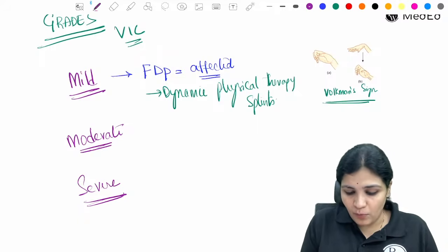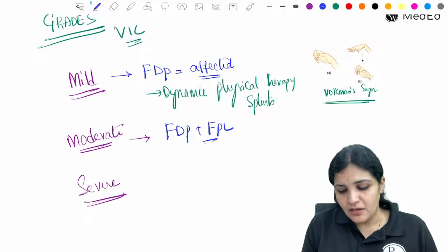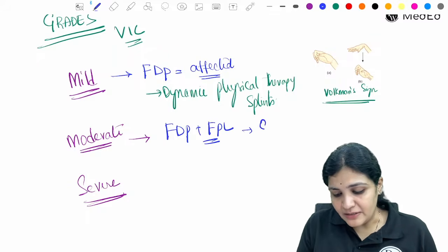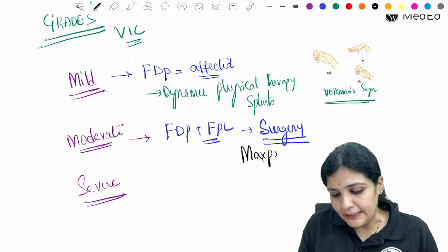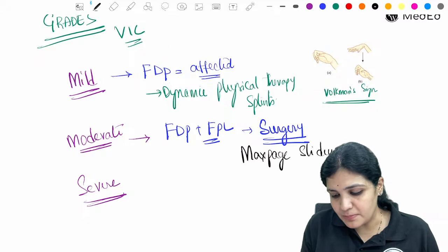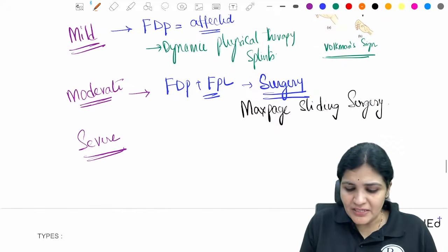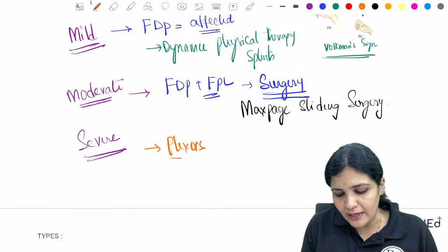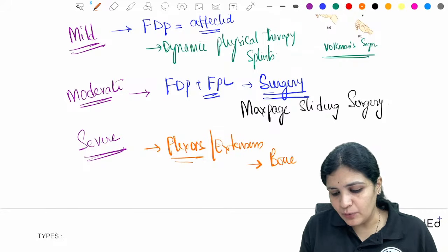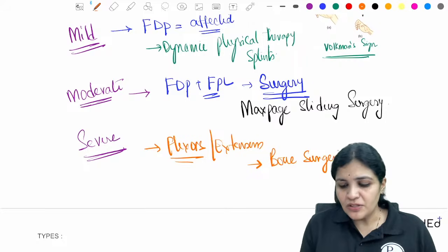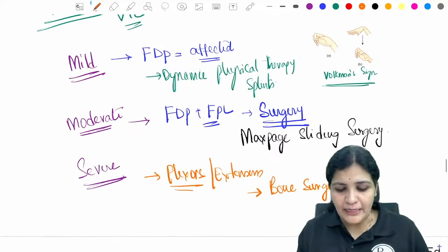Whereas in moderate, even the flexor pollicis longus is also affected. So it is the moderate type where you need surgery, right? The name of the surgery is the Max Page sliding operation. This Max Page sliding surgery is what is recommended for this. Severe is very severe, where all the flexors are involved and sometimes the extensors also. Then you can go for aggressive surgery, which includes bone surgeries as well. So this is just a soft tissue surgery for moderate, and for severe it is bone surgery. So this is mild, moderate, and severe.